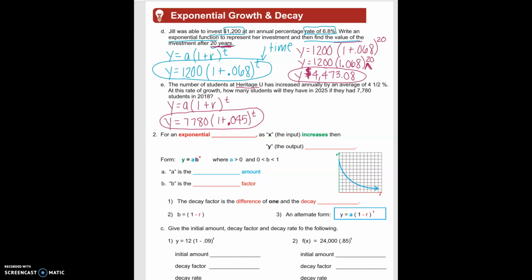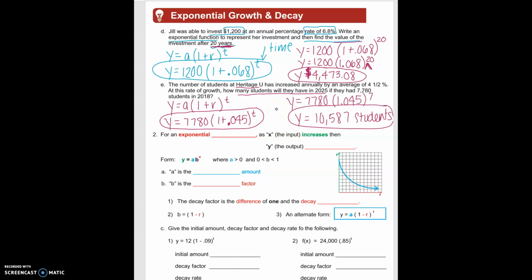Okay, before you get too far, here's the function you should be working with. They started with 7,780 students. We're increasing by an average of 4.5%, which is 0.045, and we're going to keep the t for time. So go ahead and solve the second part. How many students would they have in 2025?